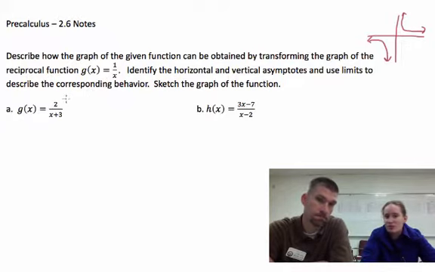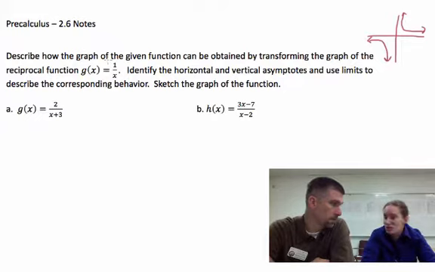So in this problem, they want us to describe how the graph of the given function can be obtained by transforming the graph of the reciprocal function. And also identify the horizontal and vertical asymptotes and use limits to describe the corresponding behavior. Lastly, sketch the graph of the function. Wow, that's a bunch. It's a lot of stuff.